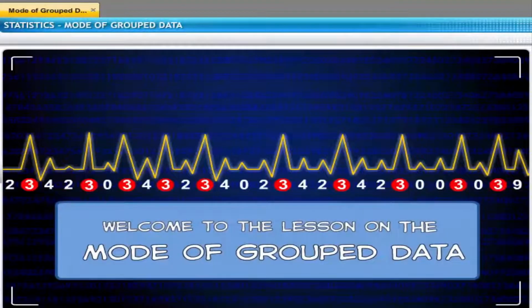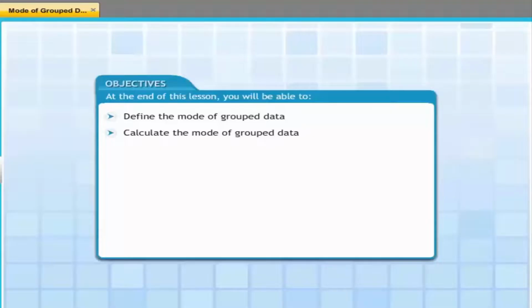Welcome to the lesson on the mode of grouped data. At the end of this lesson, you will be able to define the mode of grouped data. You will also be able to calculate mode of grouped data.